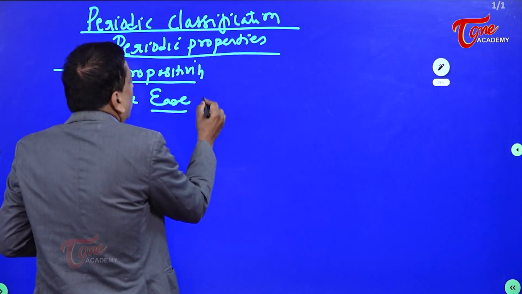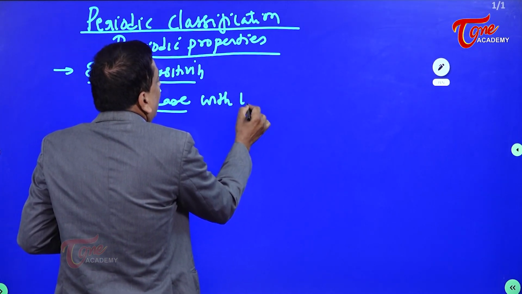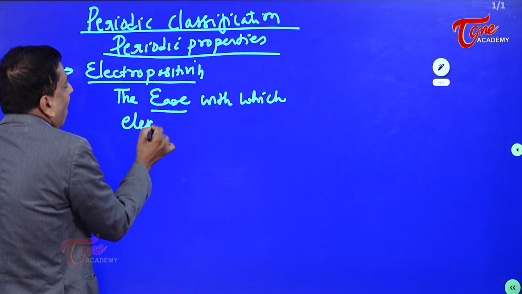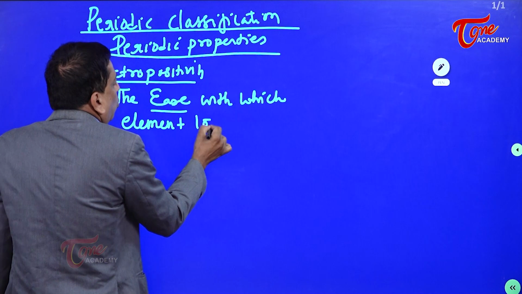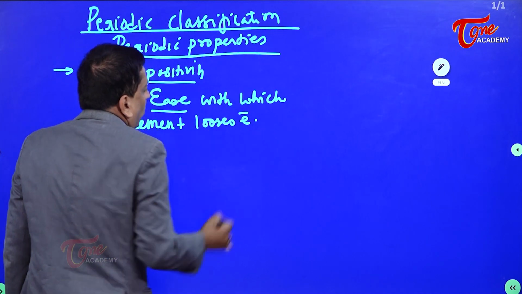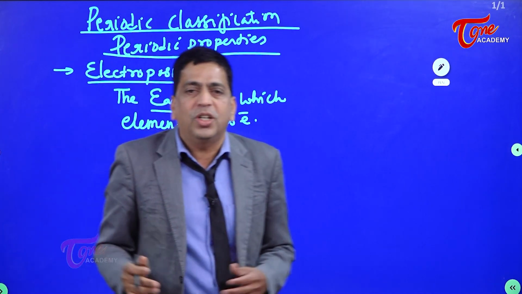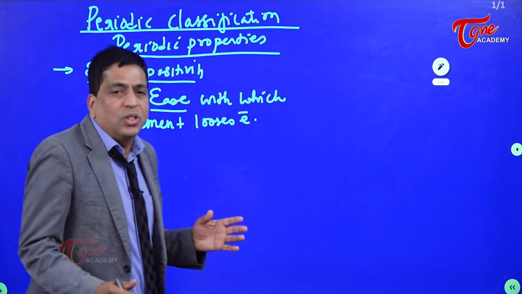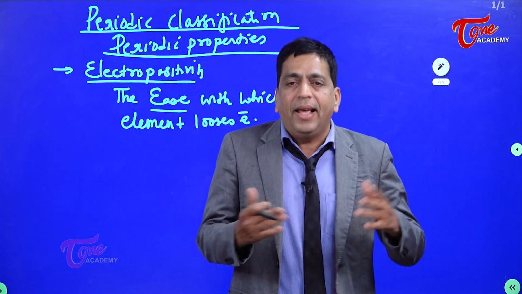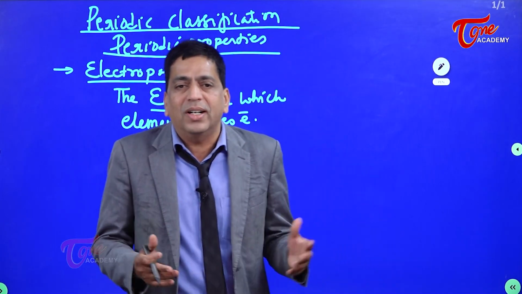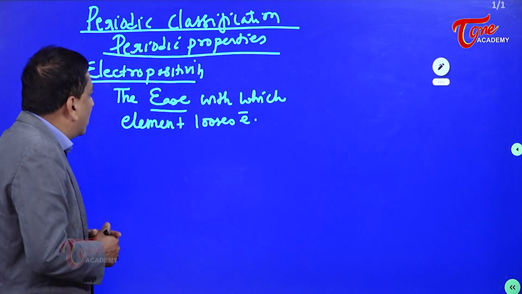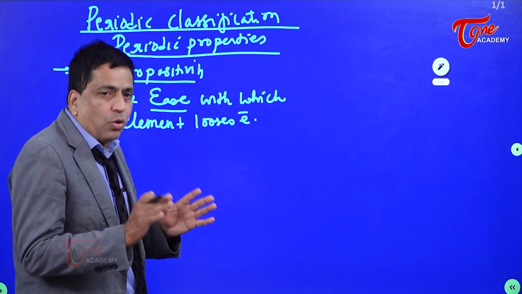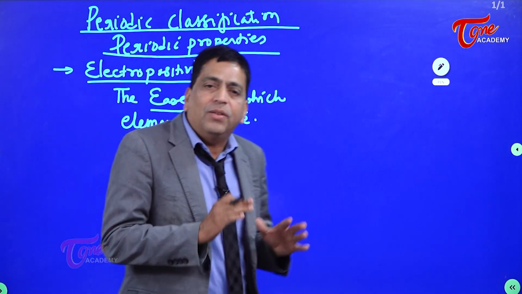The ease with which an element loses electrons. Come on now. This seems to be exactly opposite to yesterday's periodic property. The ease with which. Now when I say ease, it means it is easy for an element. That's what is called ease. Electropositivity is the ease with which an element tries to lose electrons. That ease. Now the ease will be more.